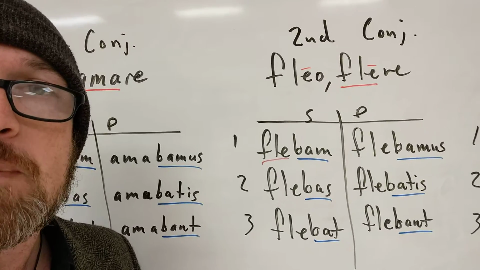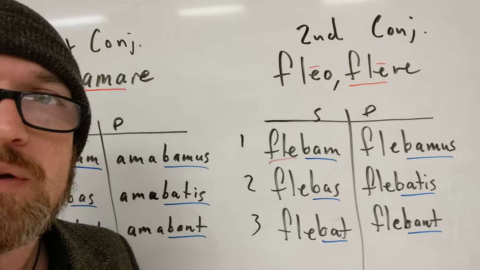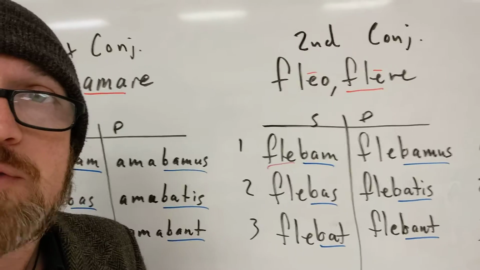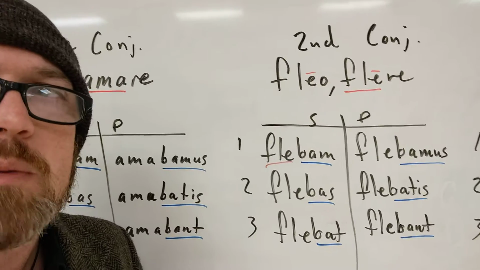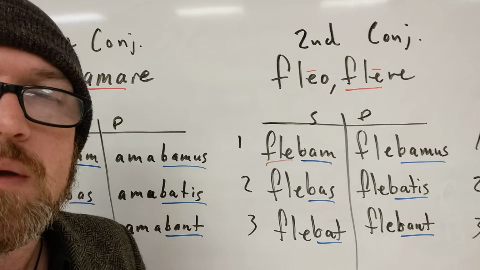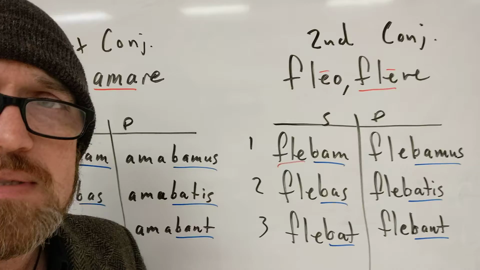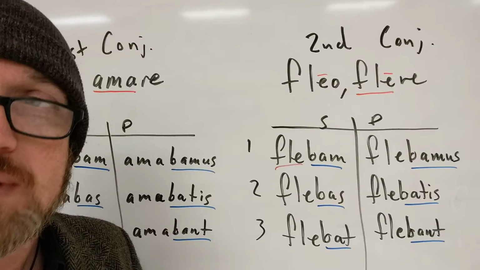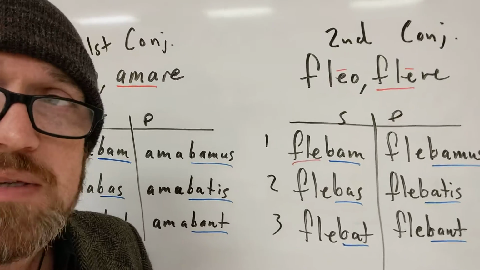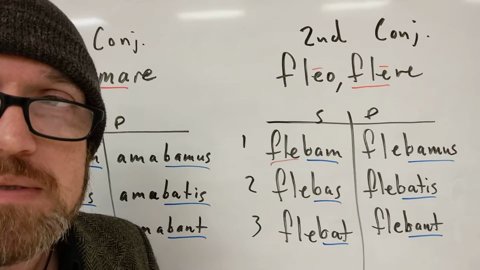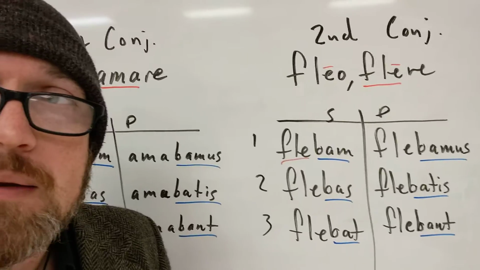Fleo, fles, flet. But in the imperfect, we're just going to add a ba. Same as we did in the first conjugation. So you have flebam, flebas, flebat. I was weeping, you were weeping, he, she, it was weeping. Yeah, it's the exact same principle. We're just applying it to a stem that ends in E, all right? And this makes imperfects real easy to recognize because you're just always looking for that BA.